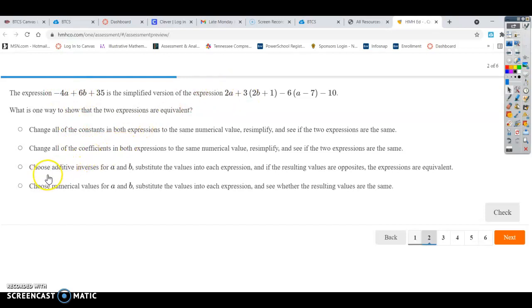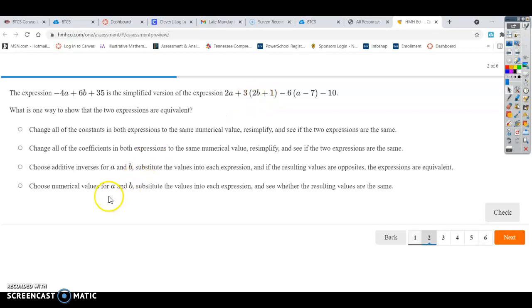And then it says choose additive inverses. Well, we know that we do additive inverses when we're solving equations, but not when we're combining like terms or working with expressions. So it's not going to be that. And then it says choose numerical values for a and b. Substitute the values into each expression and see whether the resulting values are the same. So you know that a and b are our variables, and those are our unknowns.